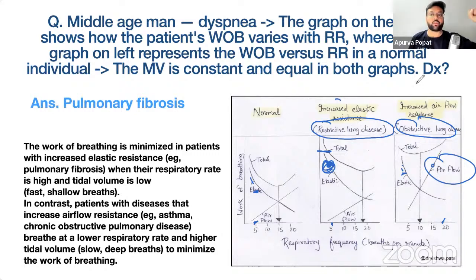So in summary, if I just show you 2 patients and compare the rates of breathing, and you have to identify what kind of lung disease they have: if I say the patient is breathing like this, what is your diagnosis? Restrictive or obstructive lung disease? Restrictive. It is restrictive. They are breathing small tidal volumes rapidly.